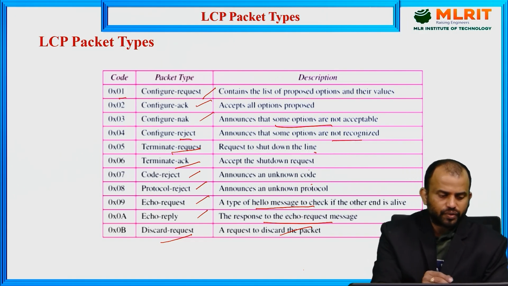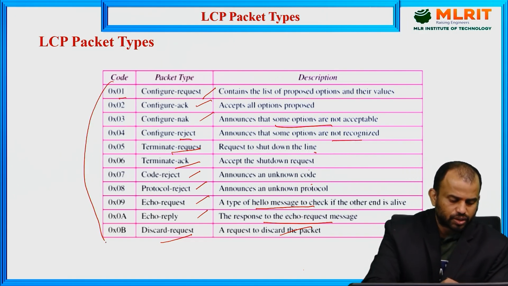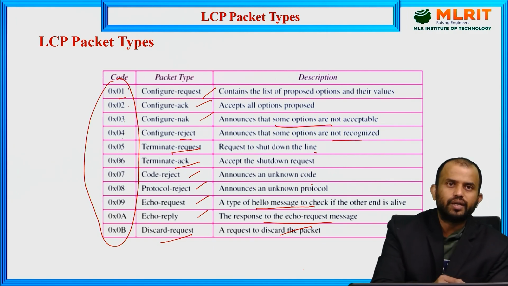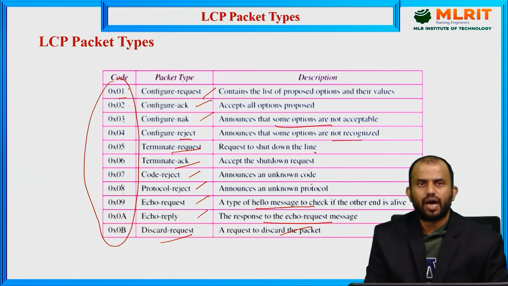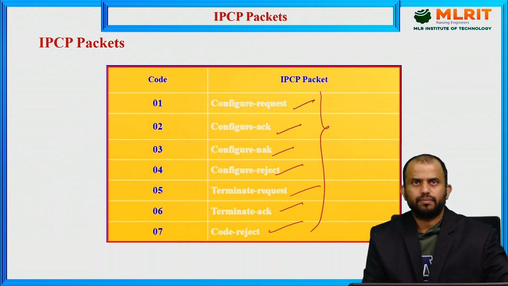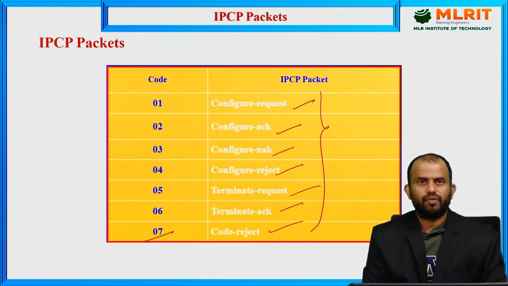But the small difference is that in this code structure for LCP, we use 1, 2, 3, 4, 5, 6, 7, 8, 9, 10 and 11 information, 0A as well as 0B value. So based upon the packet type, we have 11 different kinds of packet types and packet codes available. But in the IPCP, which is the NCP packet service, we have 7.